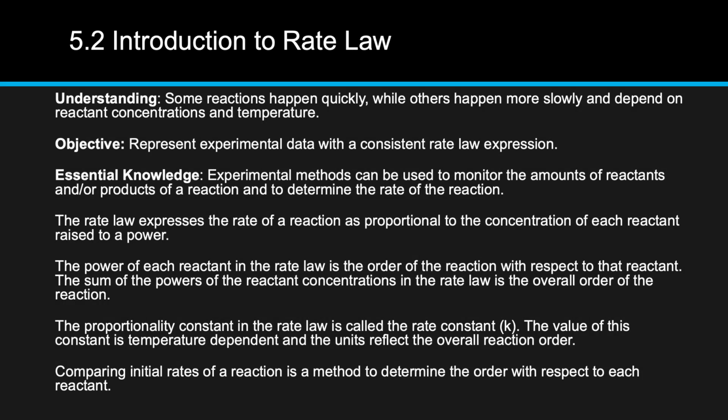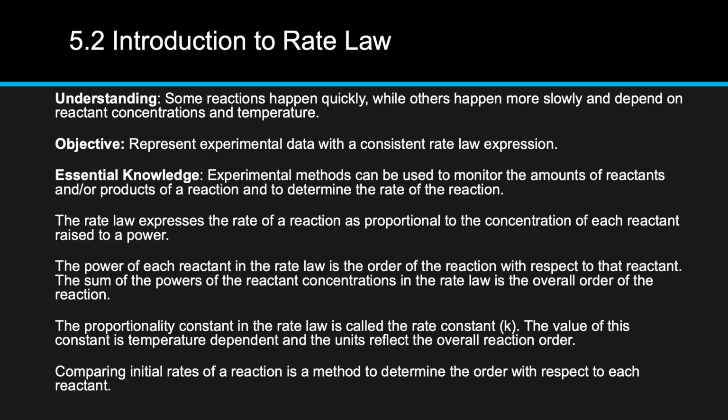All right, hello everyone, and welcome to lesson 5.2 for AP Chemistry, which is on Introduction to Rate Law. Today we are focusing on why some chemical reactions occur quickly while others happen more slowly. Reaction rate is going to depend on factors such as reactant concentration and temperature, and we are going to use experimental data to understand these effects.